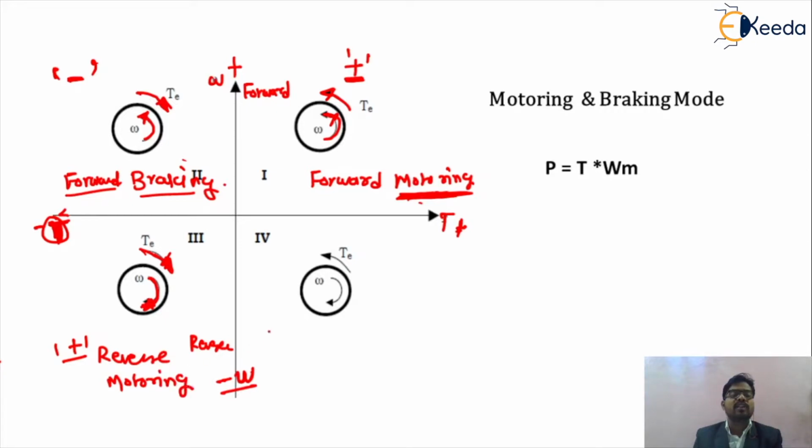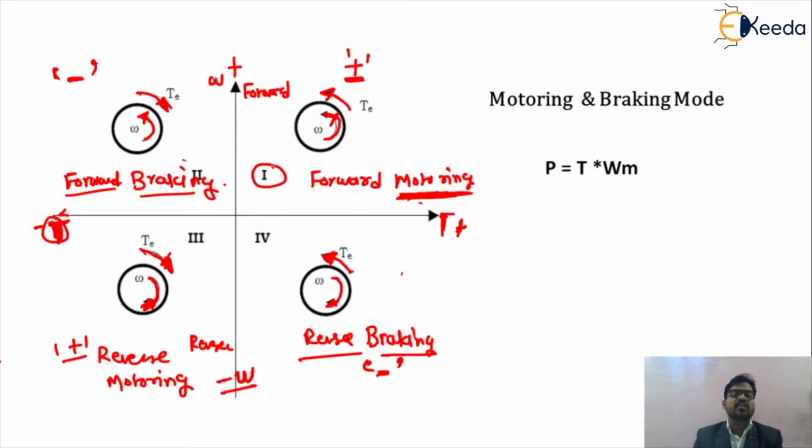And in the fourth quadrant, friends, the direction of speed is reverse, and at that time the direction of torque is positive. So the resultant, positive times negative, will give a negative resultant. Negative means it will not do motoring, so it will do braking. That's why such a quadrant of operation is called the reverse braking quadrant, quadrant number 4.